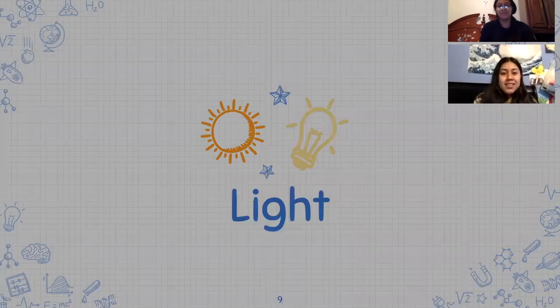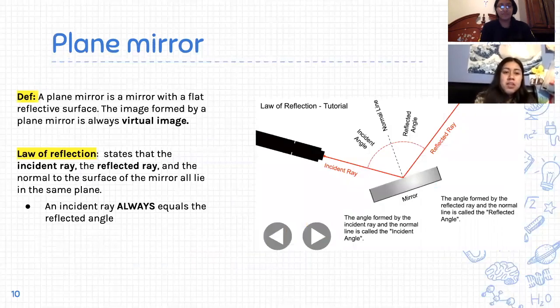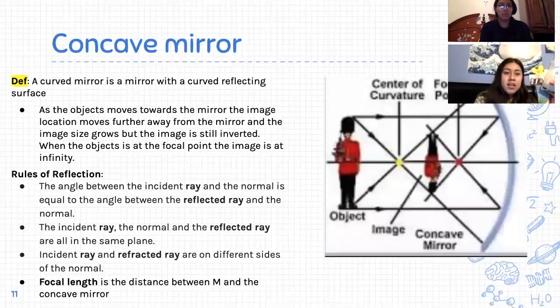Next is lights. A plane mirror. A plane mirror is a mirror with a flat reflective surface. The image formed by a plane mirror is always a virtual image, and the law of reflection states that the incident ray, the reflected ray, and the normal ray to the surface of the mirror all lie in the same plane. An incident angle always equals the reflected angle.